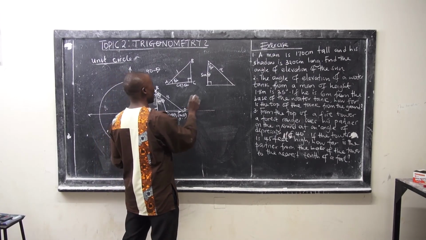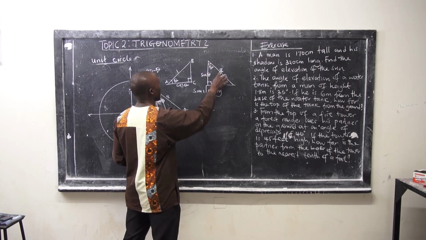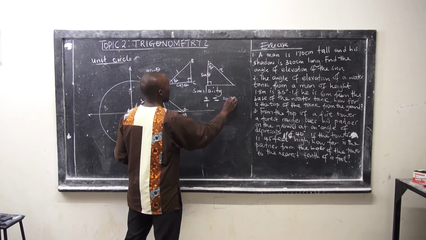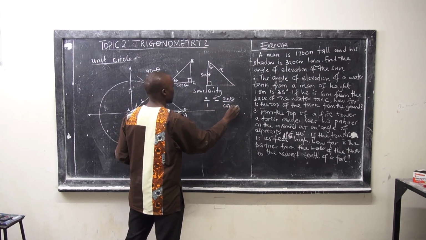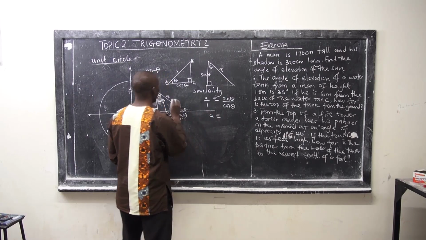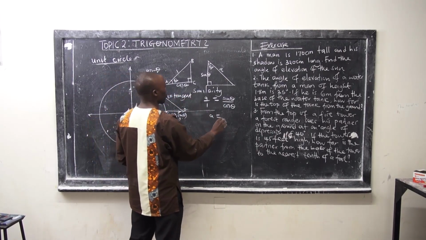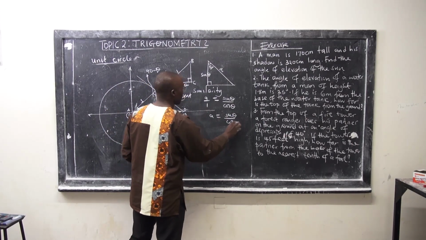So we can use similarity. By using similarity, we observe that A out of 1 is the same as sine over cos, which is the adjacent. So the tangent, which we are calling A, the tangent called A is actually sine divided by the cosine of the angle.